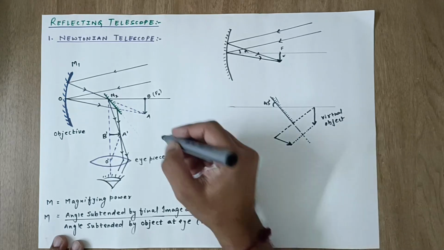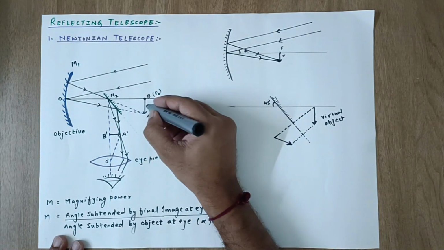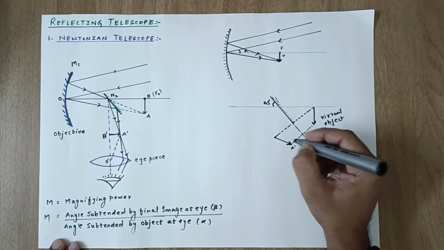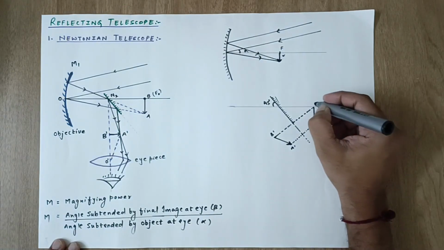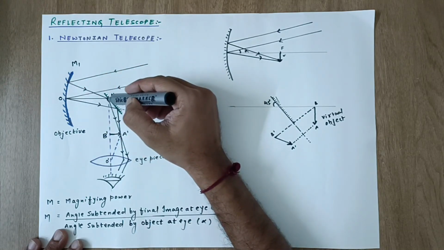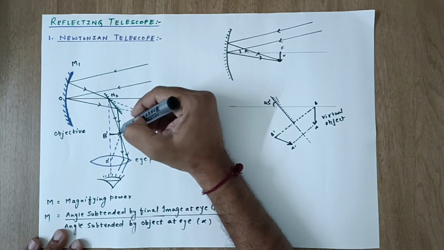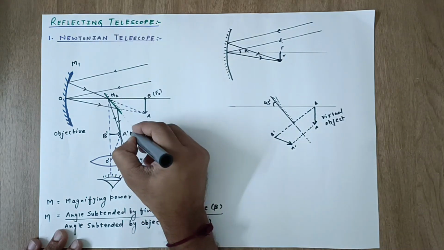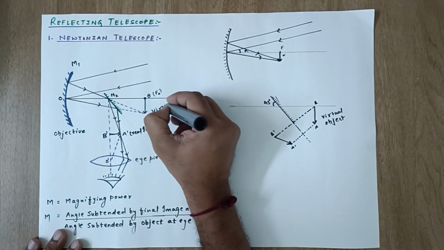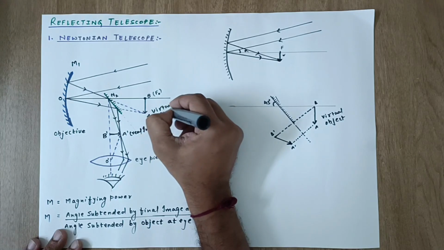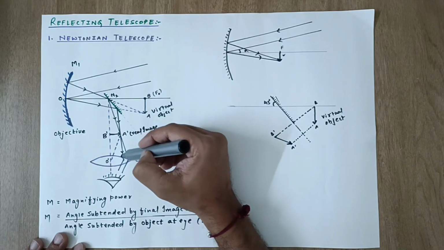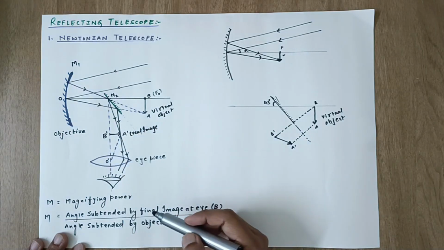So this virtual object, this is the image for this one, but this behaves as a virtual object for this one, and now its image is formed here, which is this. So I'm going to call this A dash B dash, this as A B, step by step understanding. Now, since these rays are going to reflect from the plane mirror and finally they are going to meet over here, this becomes a real image for this virtual object for this plane mirror.